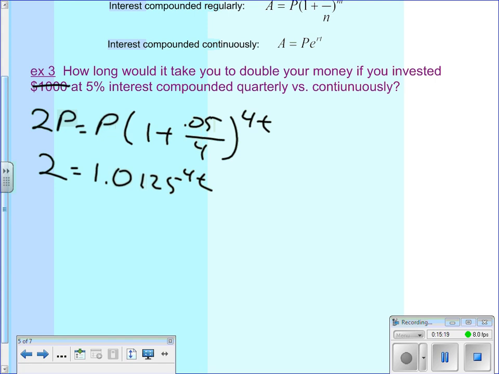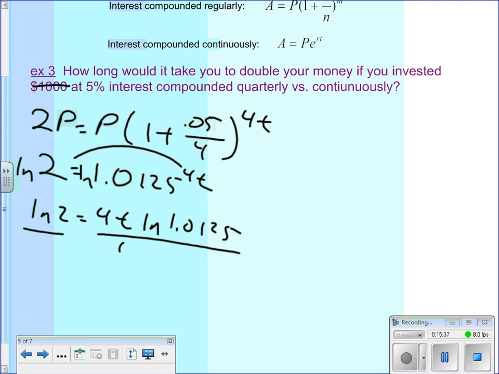When I get to here, I can't get the same base. What do I use? Logarithms. Take the log of both sides. Natural log. Bring the power down out in front. Natural log of 2 equals 4t natural log of 1.0125. Divide by 4 natural log of 1.0125.